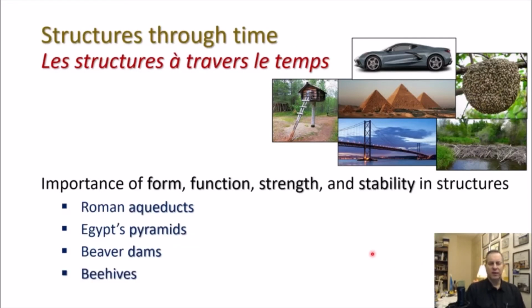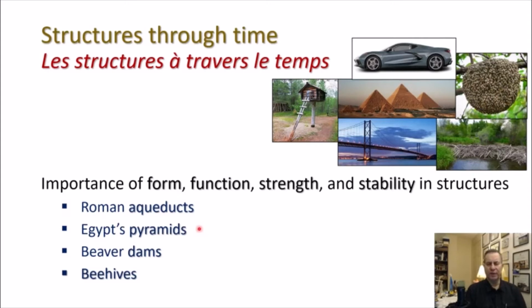Now, taking it the next step, when either humans or animals make structures, there's four things that are important. One of them is the form. It can't be just loosey-goosey. It has to kind of stay together. It has to perform a specific function. It has to have enough strength so it won't fall down on its own, or if it gets hit by a windstorm. And then stability means that it has to kind of stay up. It has to maintain its form and function for a long, long time. So let's take a look at four examples.